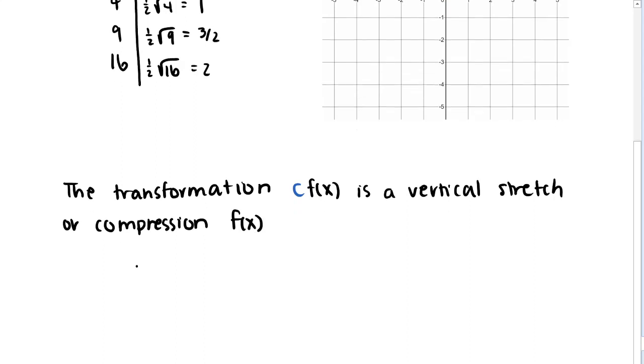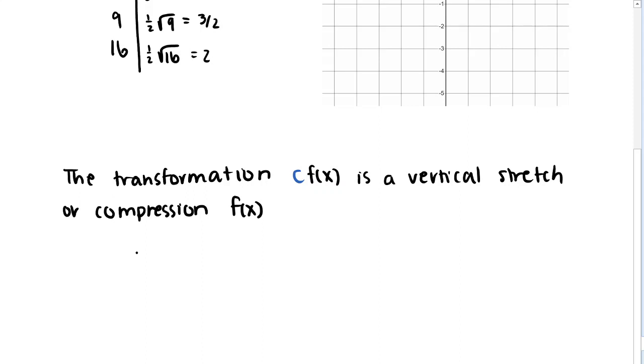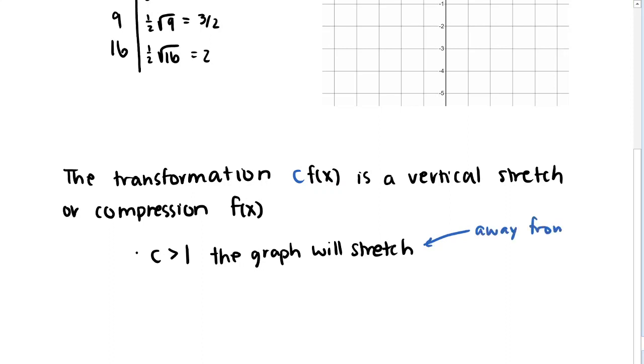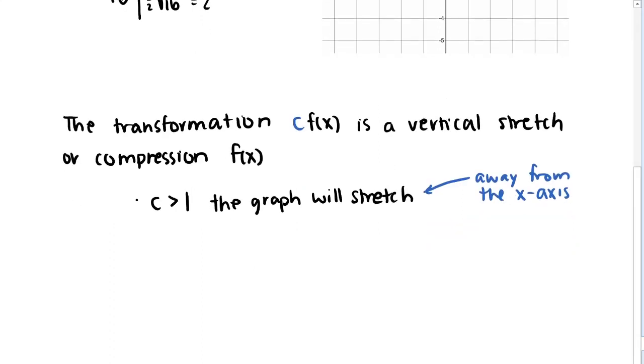And we saw that, well, if we take some large number and we multiply it to our function, if we take some number larger than 1, then our outputs are going to scale upwards away from the x-axis, away from the horizontal axis. So if c is greater than 1, the graph will stretch. And it'll stretch away from the x-axis. Right, vertically away from that horizontal axis. And if our value of c is some small quantity, like some fraction value less than 1, so here I'm just considering positive values. So here c is less than 1, then the graph will compress.